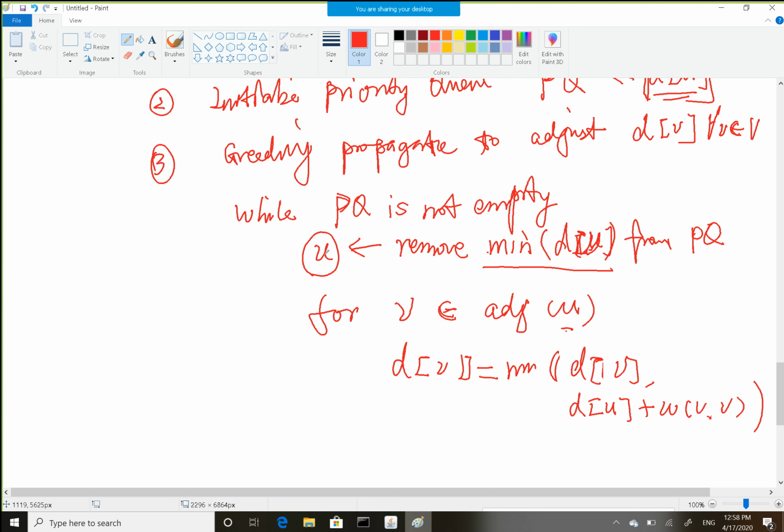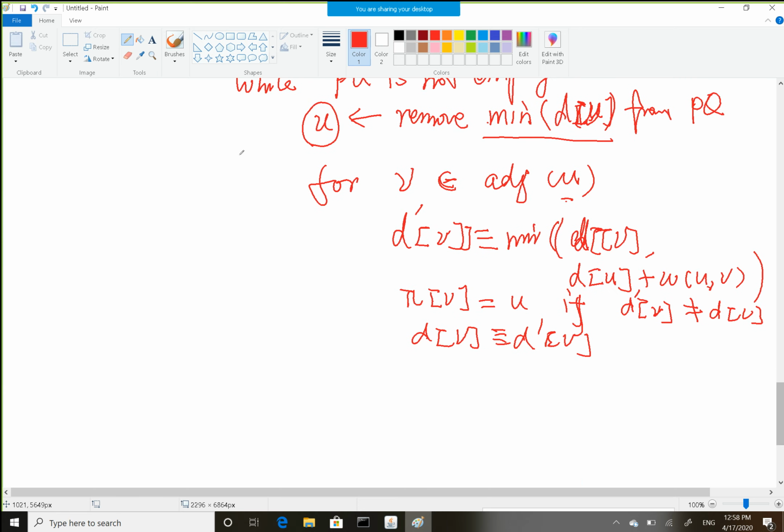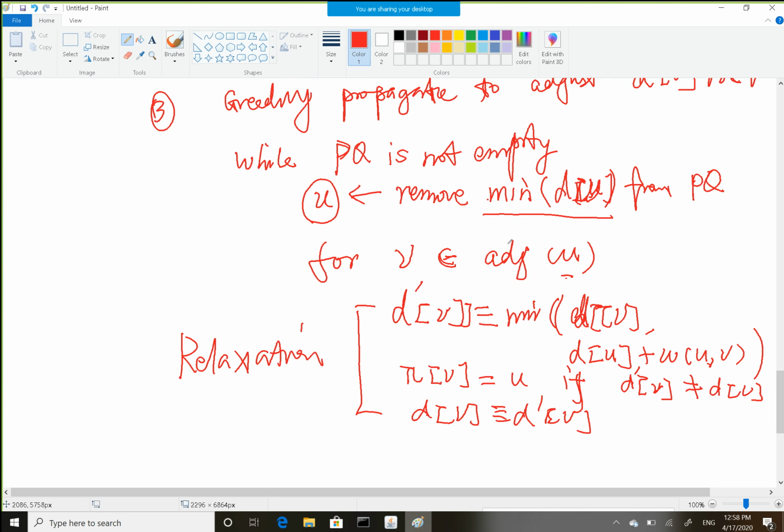And at the same time, you adjust pi[v] equal to u if d[v] changes, so you can call it d'[v], because this is a new value, different from the previous one. And then of course d[v] is equal to d'[v]. This is just to make it clear on your side. In the algorithm, they just use relaxation. It's the same as relaxation.